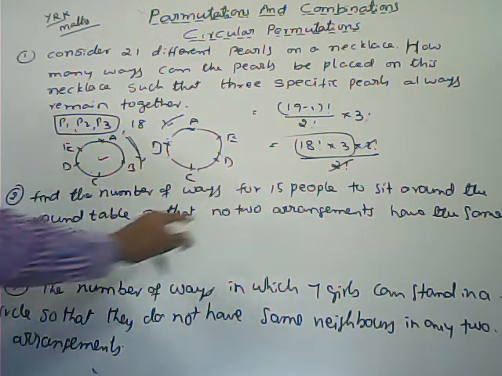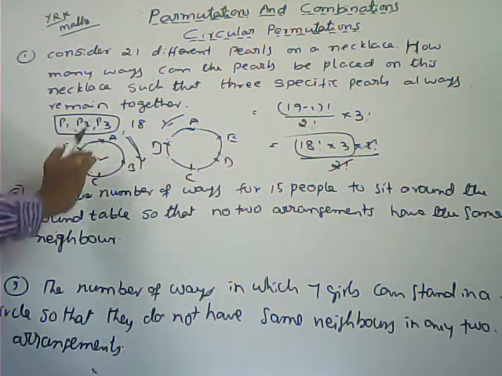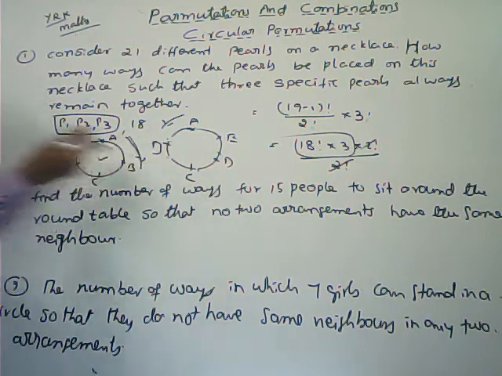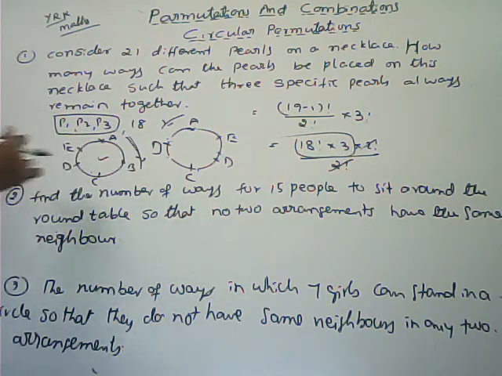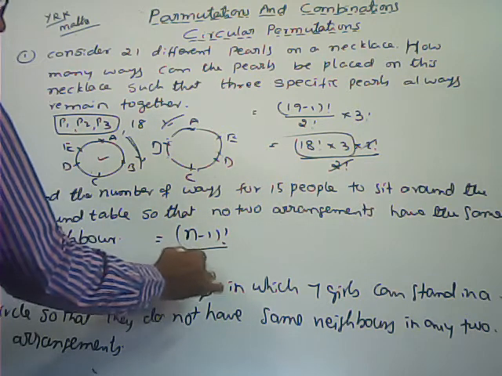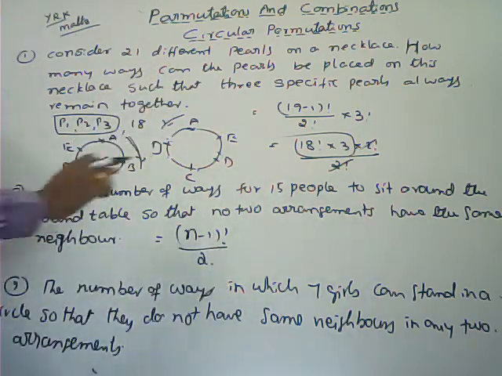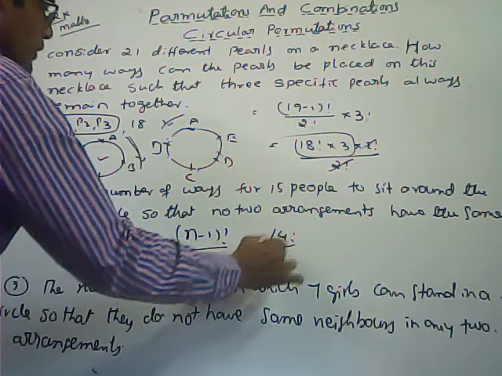But here what is the condition given? No 2 arrangements have the same neighbor. If I flip this circular arrangement, the right side or left side, we can get this one. Now here and here, everyone having the same neighbors only. So both you can consider only one circular permutation. Those are not different. So here we can get a total number of circular permutations that is equal to (n minus 1) factorial by 2. Total how many people are there? 15 people are there. (15 minus 1), 14 factorial by 2.